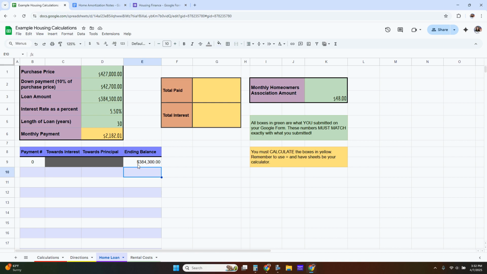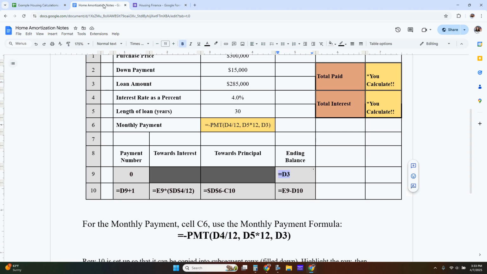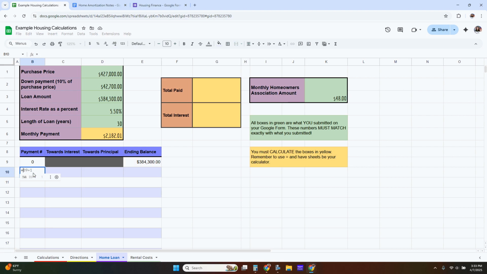Then I'm going to go to the next line, line 10. Underneath that 0, looking back at my notes, I'm going to type in equals D9 plus 1. So equals D9 plus 1. You'll see it puts a 1 in there.